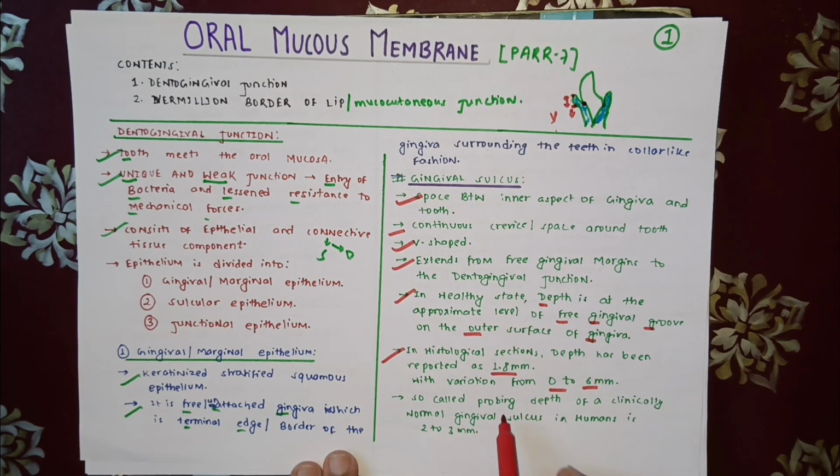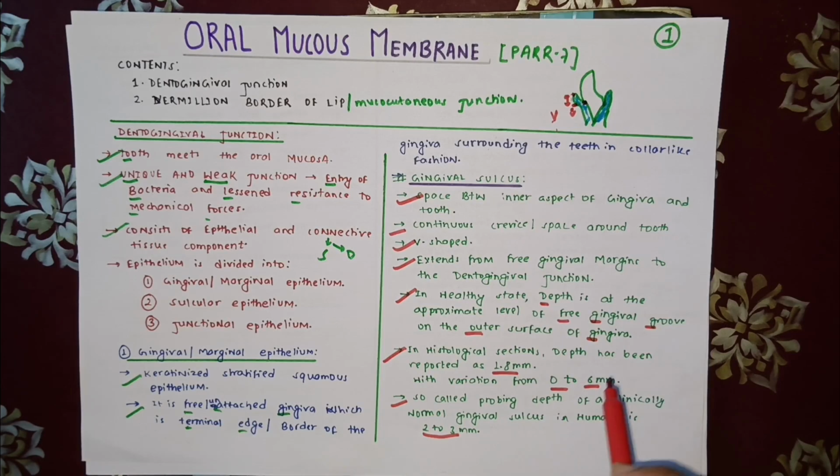After that, the so-called probing depth of a clinically normal gingival sulcus in a human is 2 to 3 mm. On average we have 1.8 mm, but in a normal condition it may be 2 to 3 mm. That is a normal gingival sulcus in the human.